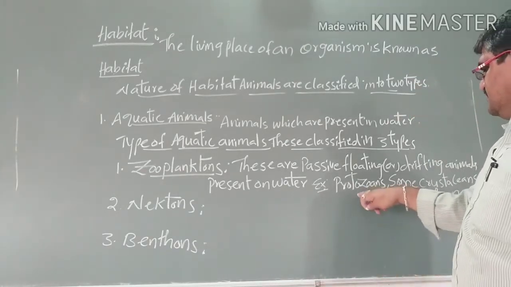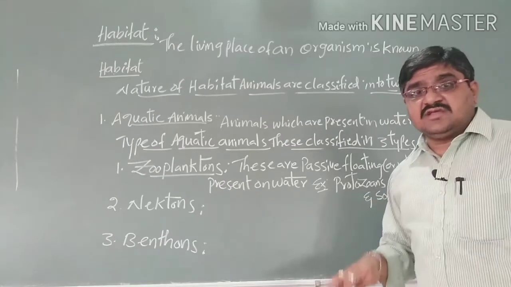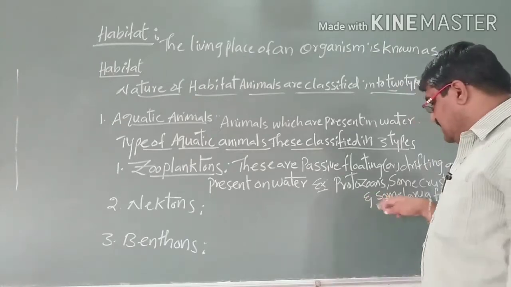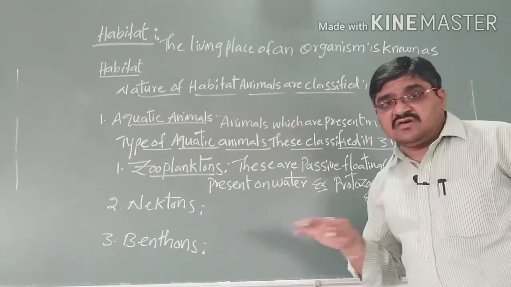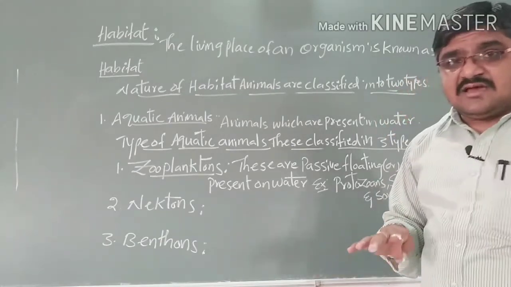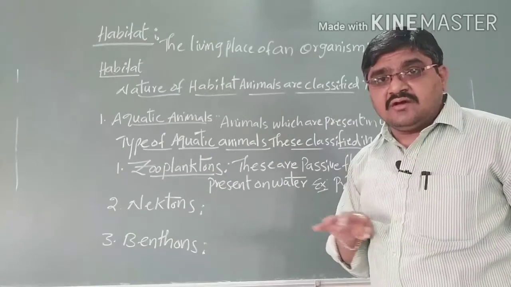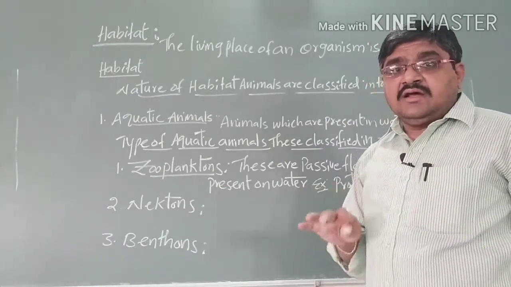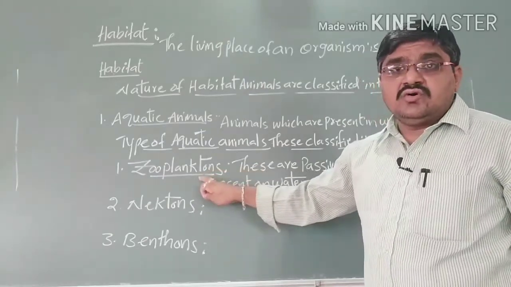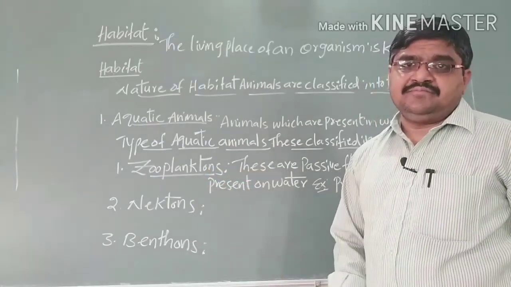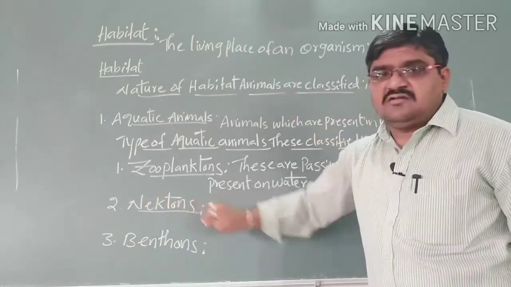That means protozoans, some crustaceans, protistans, and some larval forms are floating on the surface of the water. Such types of organisms, which are passively floating on the surface of the water, are called zooplanktons.